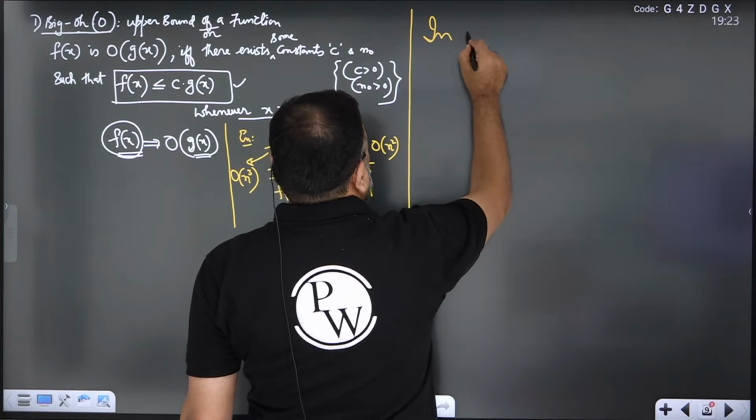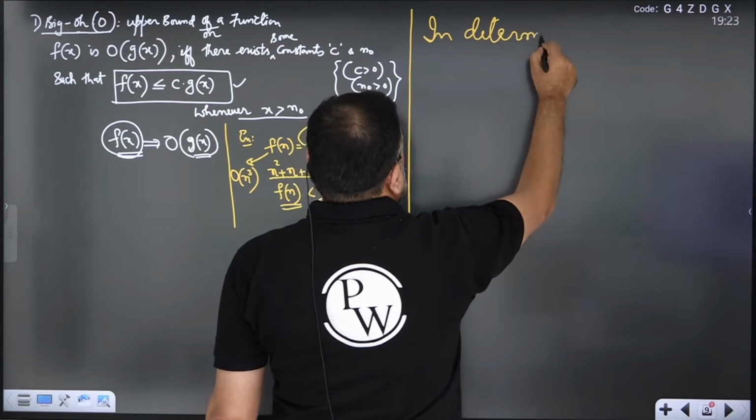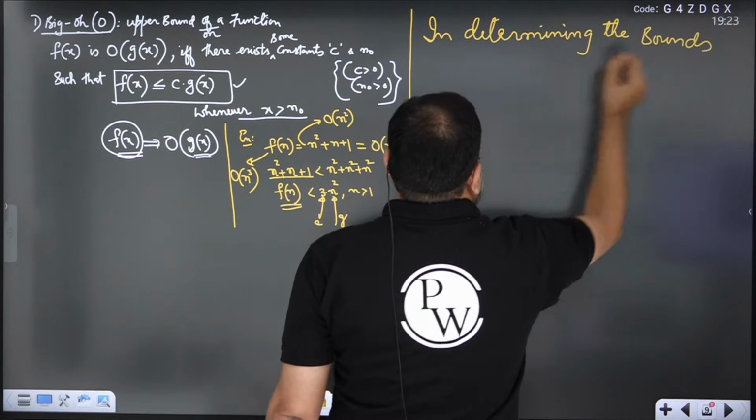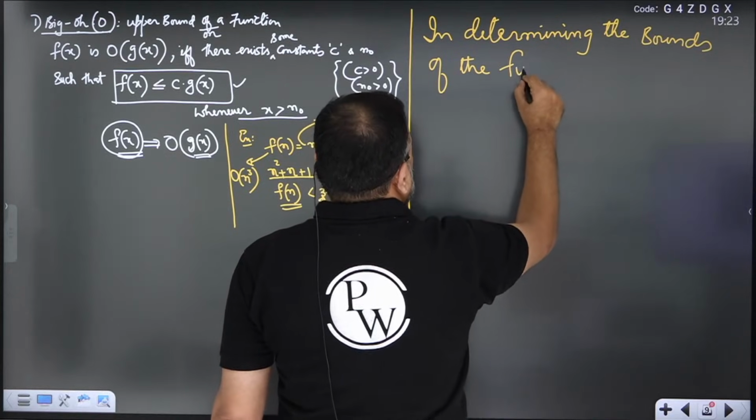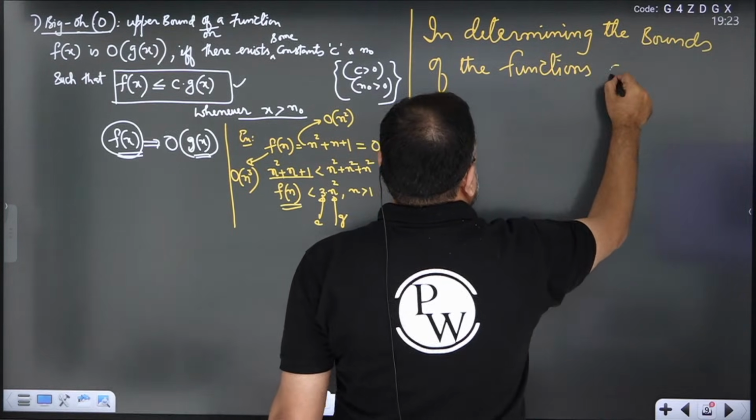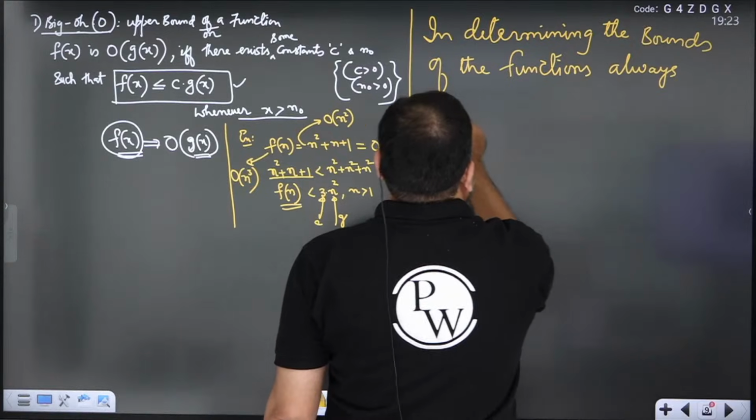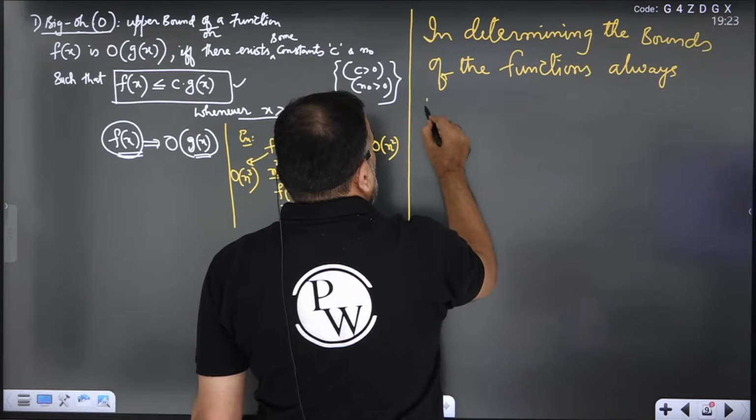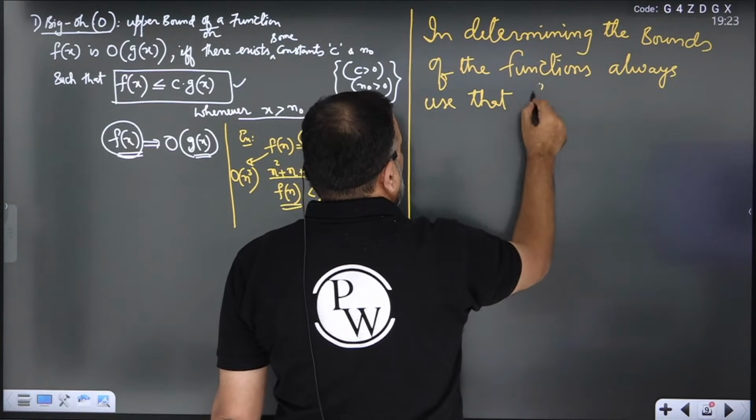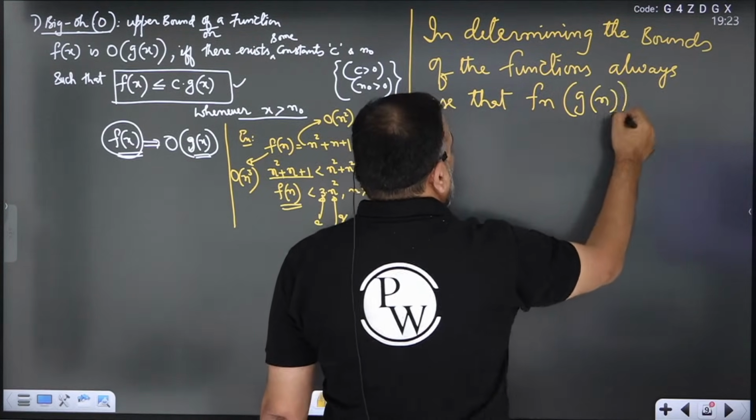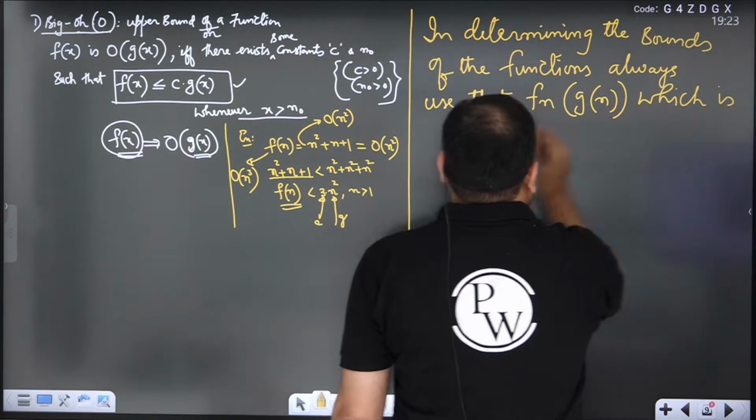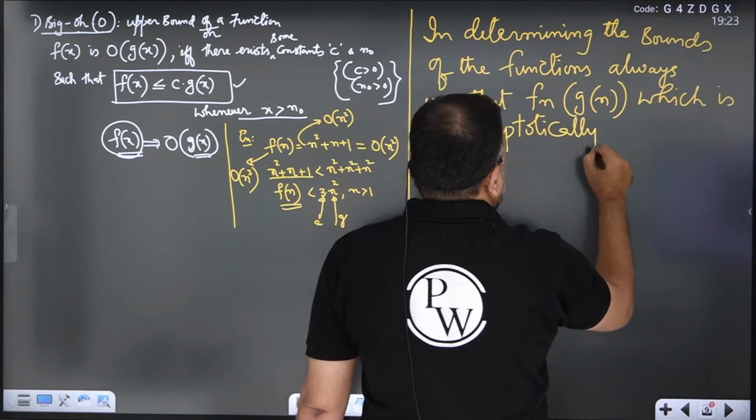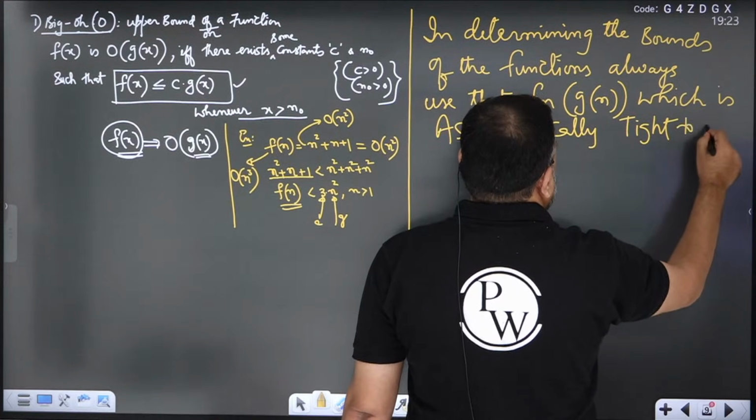In determining the bounds, as an important point, in determining the bounds upper or lower of the functions, always use that function g of n which is asymptotically tight to the given function.